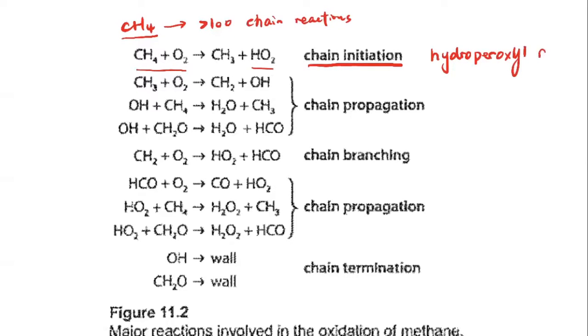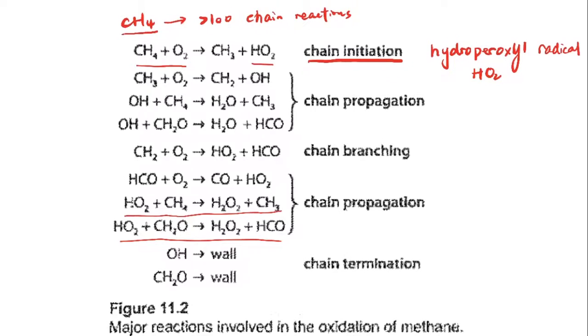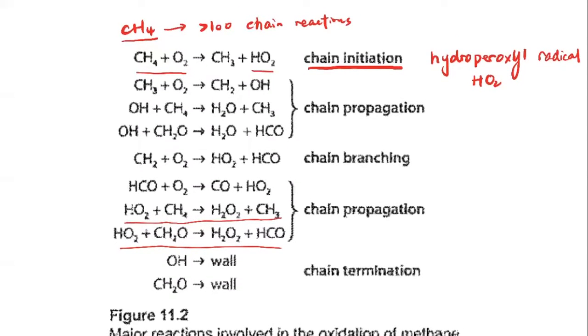Hydroperoxyl radical. Okay. And then this hydroperoxyl radical, HO2, can actually react with some species. For example, here, right? It's forming more complex radicals, and then further decomposing these hydrocarbons.